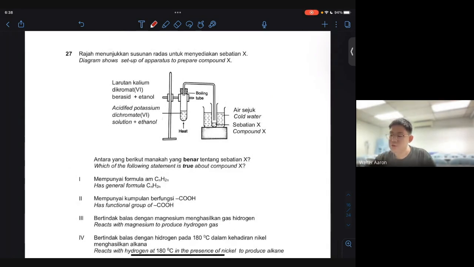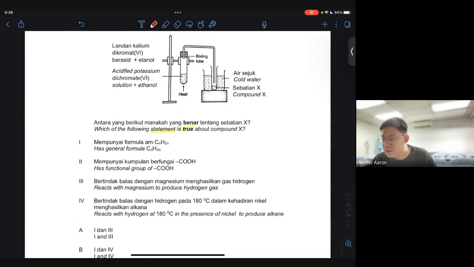Question 27: the diagram shows the setup of the apparatus to prepare compound X. So we have acidified potassium dichromate(VI) solution plus ethanol. Then a new substance is produced in the boiling tube and directed towards a beaker, sorry, a test tube. Which of the following statements is true?